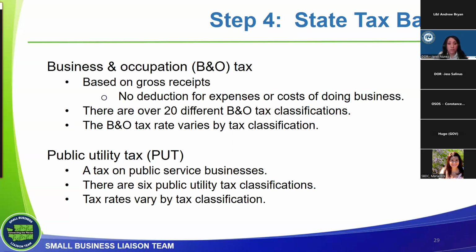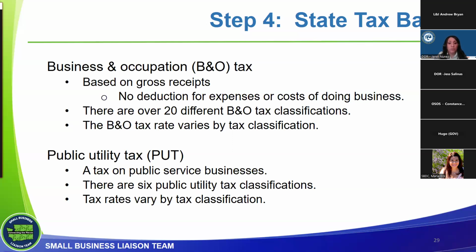B&O tax is measured on the gross receipts of the business. There are no deductions allowed from the gross receipts for expenses or costs of doing business. These costs are considered part of the selling price. There are, however, limited deductions that can be claimed under retailing B&O tax. For example, if you sell a product and ship it out of state, you can claim an interstate and foreign sales deduction, so you do not pay Washington B&O tax on an out-of-state sale.